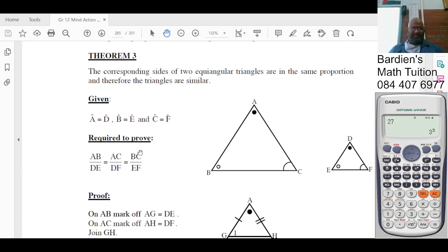Now we're looking at Theorem 3. Okay, we're going to prove this theorem quickly. It will probably take us very close to the end of the lesson.